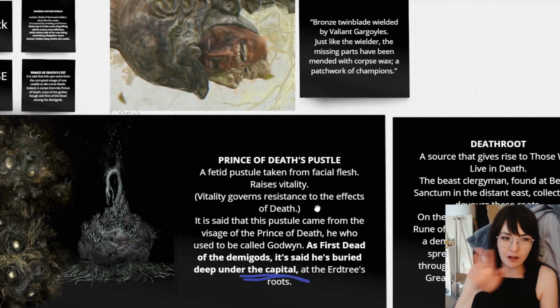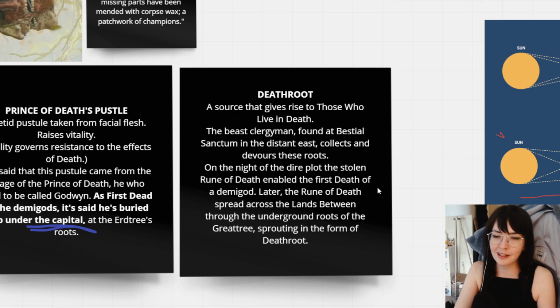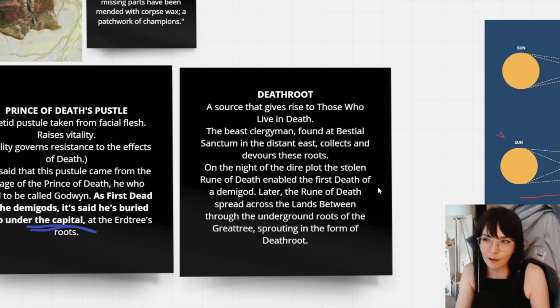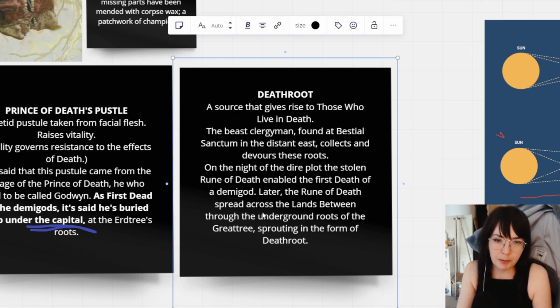So first I want to talk about what deathroot is. I talked about it a little bit in the last video, but it is the root that sprouts out of the Godwyn corpse that's under the capital city of Leyndell, so at the deeproot depths, which we established in the first video. I take you guys on a little field trip, so go check that out if you haven't watched it already. But the deathroot we find spreads across the Lands Between through the underground roots of the great tree, sprouting in the form of deathroot.